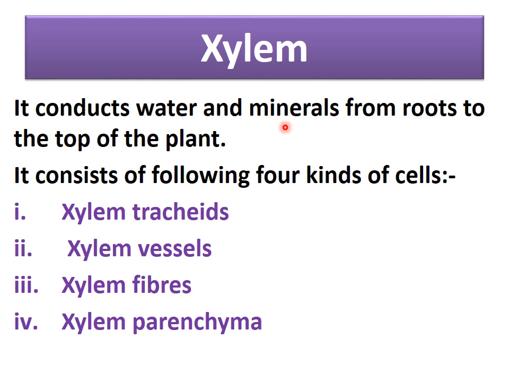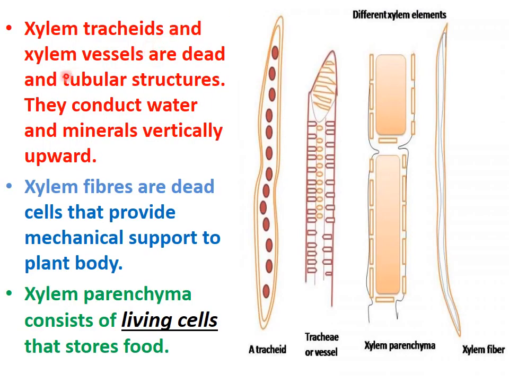Now the xylem consists of four kinds of cells, or we can say types of xylem. In other words, what are the types? Xylem consists of four kinds of cells, which are xylem tracheids, xylem vessels, xylem fibers, and xylem parenchyma. Xylem tracheids and xylem vessels are dead and they are tubular structures. Means their shape is tube-like. You can see from the diagram, the tracheids and vessels are tube-like.